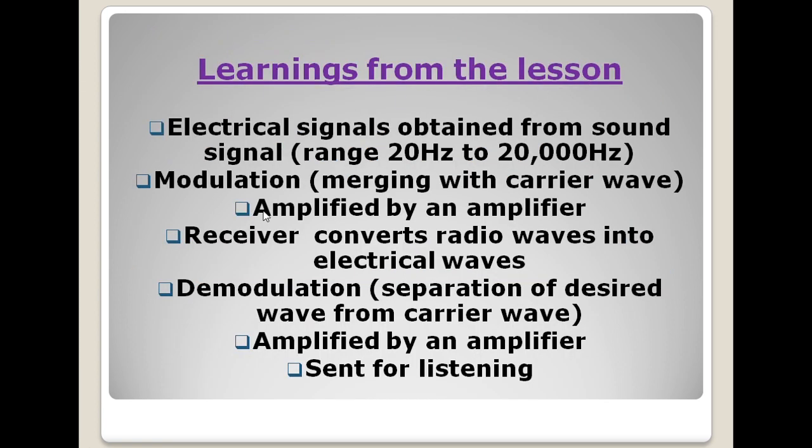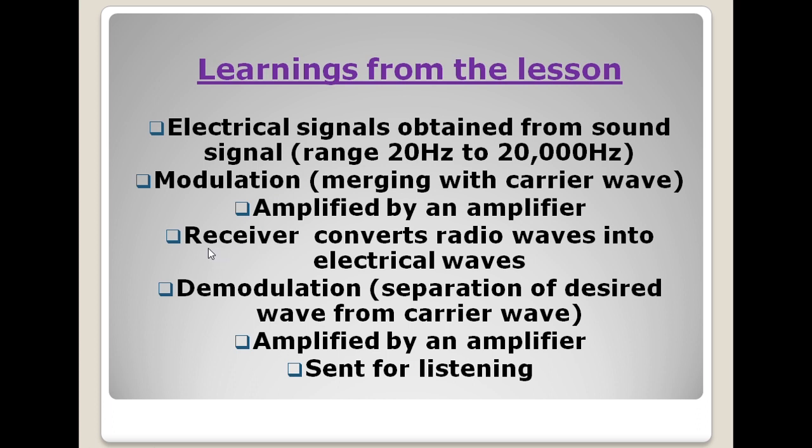Learning from the lesson. Electrical signal is obtained from sound signal within the range of 20 Hz to 20,000 Hz. Without this range, we cannot hear any sound. Then, modulation occurs. Modulation means merging with carrier wave. Carrier wave means high frequency wave that is mixed with or merged with the sound that we create before the microphone. Then amplification occurs by an amplifier to the modulated wave.